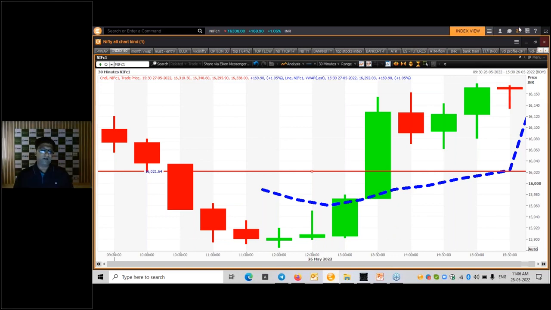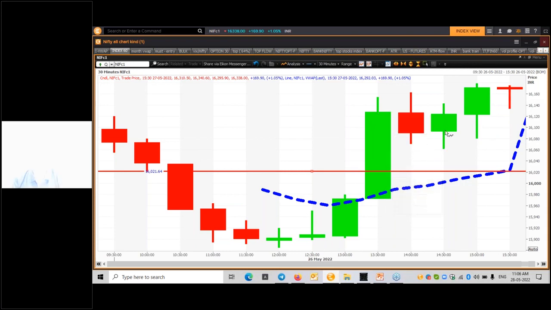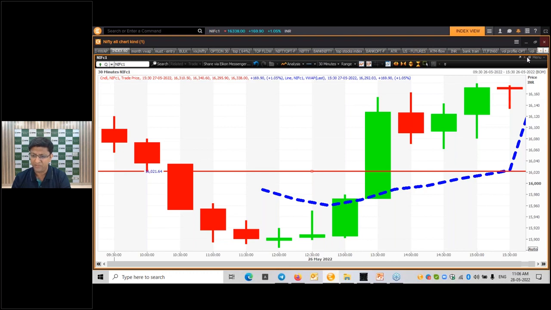On the day of expiry, if you look at this, the move was so fast on the upside, and thereafter it again moved up. Again, if we would have bought this retracement, we would have got a profit.